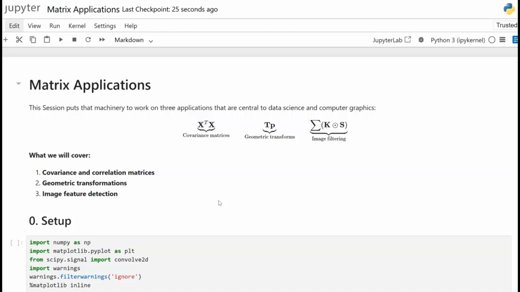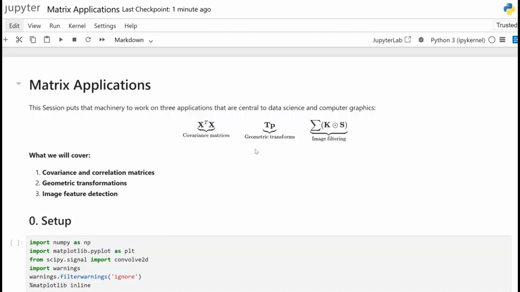Dear friends, previously we have discussed the theoretical machinery of matrices. And this session puts that machinery to work on 3 applications that are central to data science, machine learning, deep learning, generative AI, mainly on computer graphics. So let me start with the covariance matrix. Dear friends, the covariance matrix is represented as X transpose multiplied by X. These matrices help us understand the relationship and correlation between different features in the data.